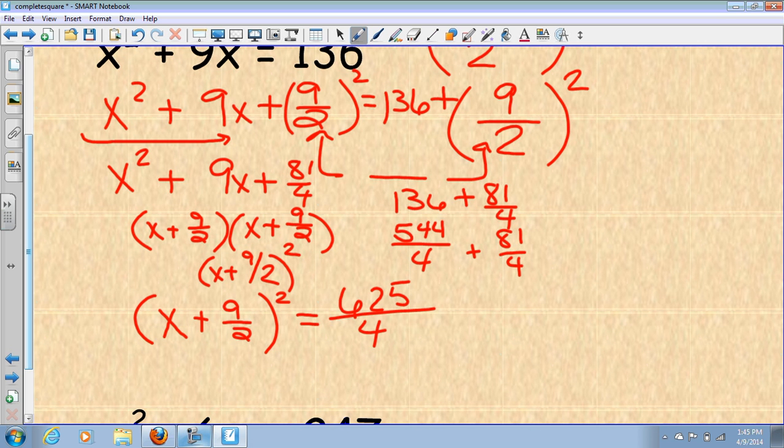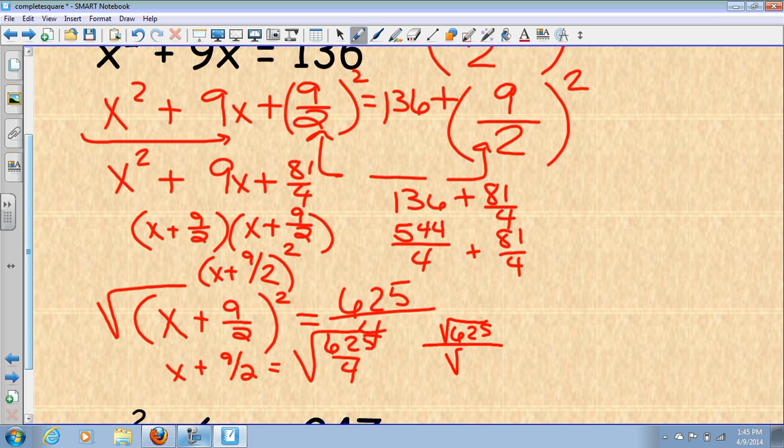Now, you can recall from our last video, if this is squared and I want to inverse that, I take the square root. So the square root of the quantity x plus 9 halves becomes x plus 9 halves equals the square root of 625 over 4, or the square root of 625 over the square root of 4, which becomes 25 over 2.